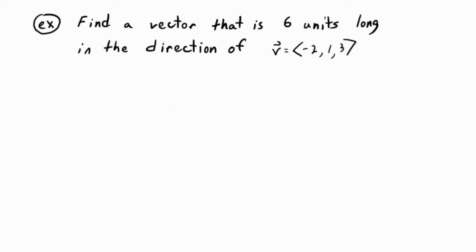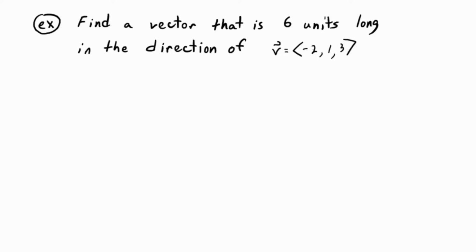Find a vector that is 6 units long in the direction of <-2, 1, 3>. So this could be where your cable is headed in your coordinate system, but maybe the force is 6 newtons or pounds or 6 million pounds, whatever. How do we do it? Well, we turn v into a unit vector and then just multiply by 6. That's the trick, and it works nicely.